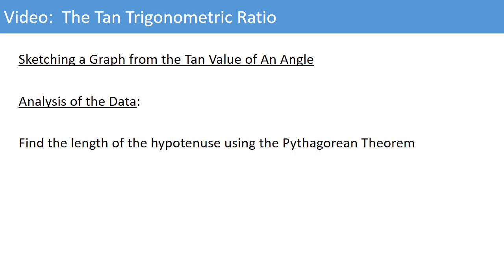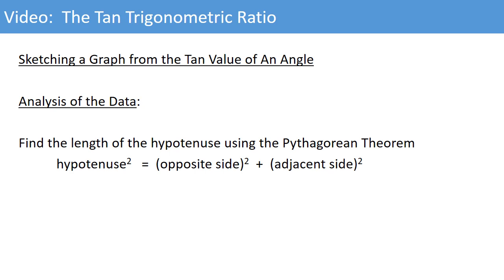for the analysis of the data, we can find the length of the hypotenuse using the Pythagorean theorem. The hypotenuse squared is equal to the opposite side squared plus the adjacent side squared. This would mean that b squared is equal to 4 squared plus 3 squared. If we do the arithmetic calculation, b is equal to the square root of 16 plus 9, which is equal to the square root of 25, which is equal to 5.